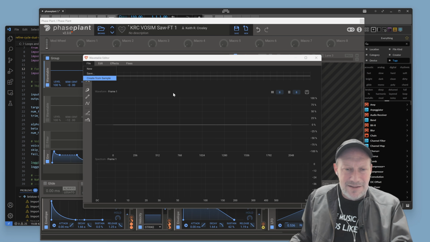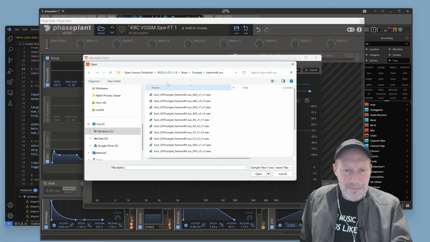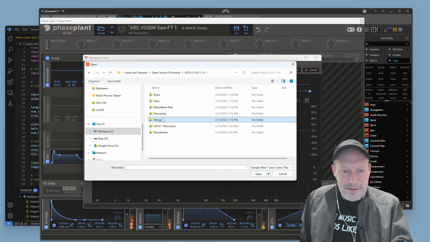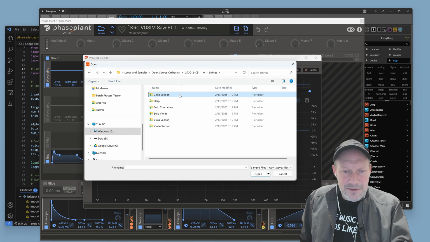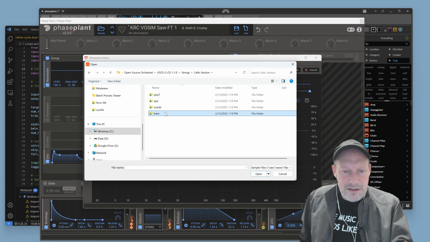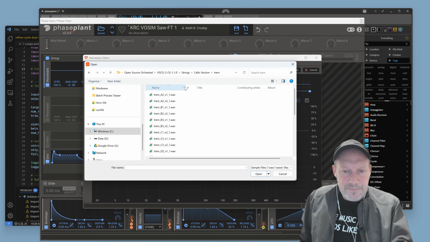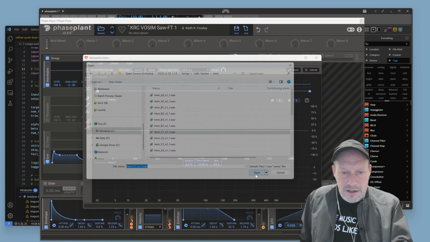Let's get a string sample. Strings, I think, work a lot better. Well, wait a minute. We already saw them fail. Let's try a string ensemble, shall we? Let's try the cello section, maybe. Cello section, and let's do the tremolo version. Let's see. These are lower. Maybe these will work better. Let's do the C1 V2 articulation.